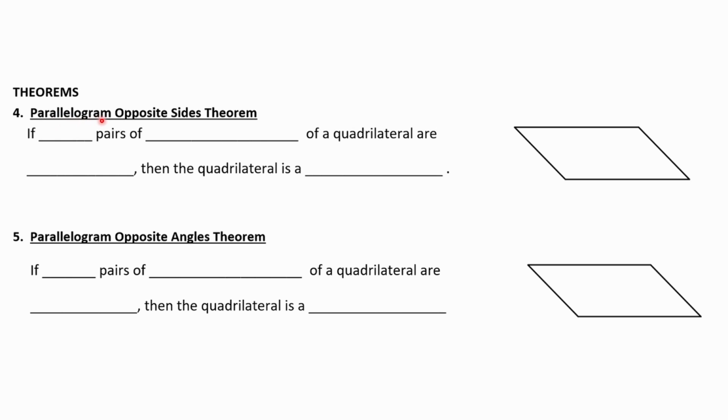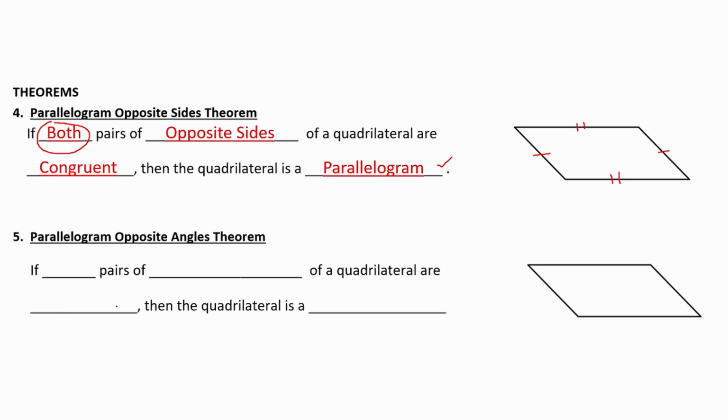And the first one says that if we have opposite sides and both pairs of them are congruent, then the quadrilateral is in fact a parallelogram. All right, so I need that this side is congruent to this side and this side is congruent to this side. So if I have both, again, without any additional information, I need both pairs of opposite sides to be congruent. Then I can say for sure it's a parallelogram.